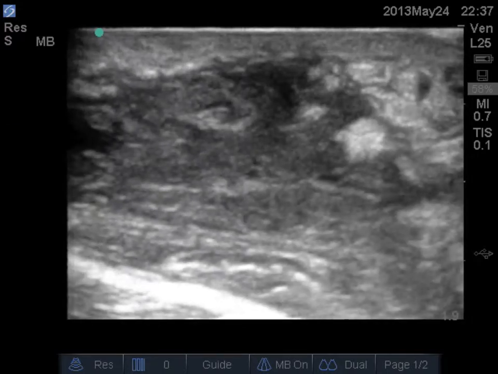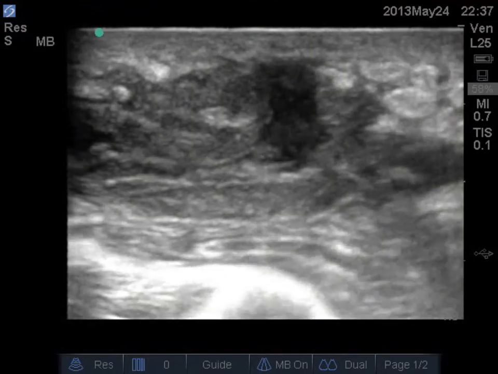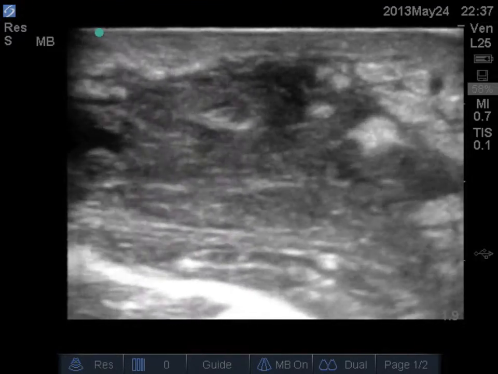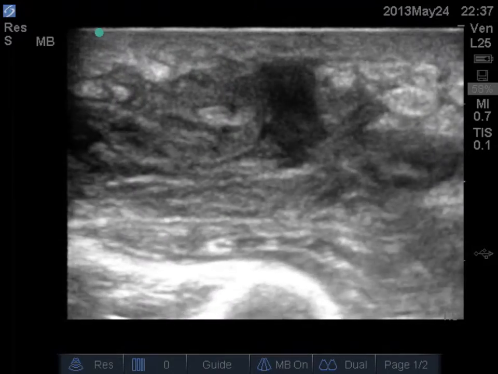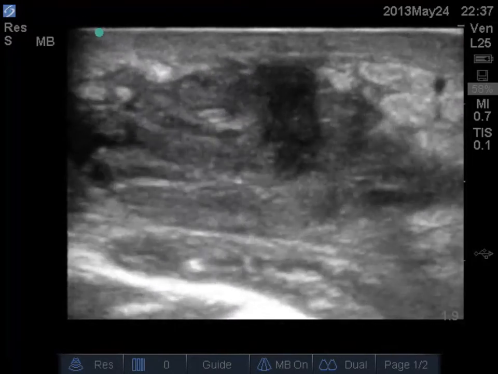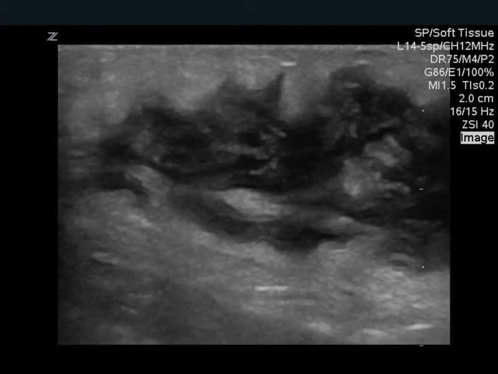This is what it looks like. With applied pressure to the area and release of that pressure, visible movement of material within the fluid collection is seen. This one is a little more subtle, but it's still there.